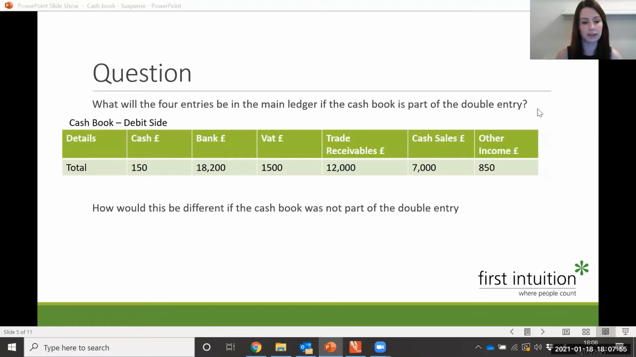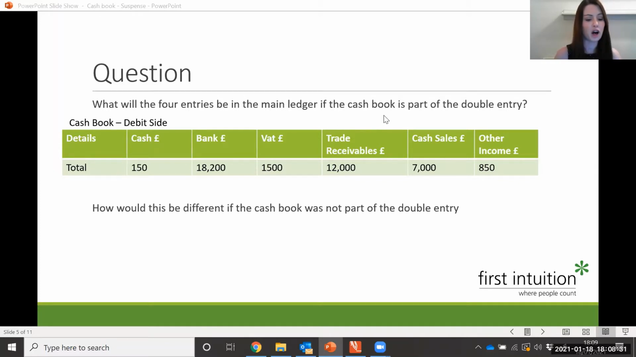Okay, so another question. We've got a cash book, we've got the debit side of the cash book. What will the 4 entries be in the main ledger if the cash book is part of the double entry? VAT. Yeah, it'll be the VAT account. What else? Receivable. Yeah, trade receivables. And cash sales. Yeah, so that's 3 accounts.